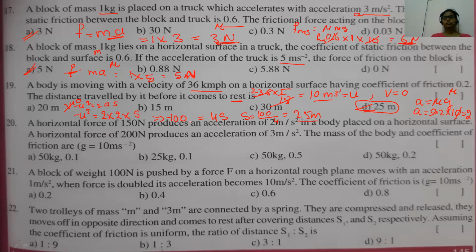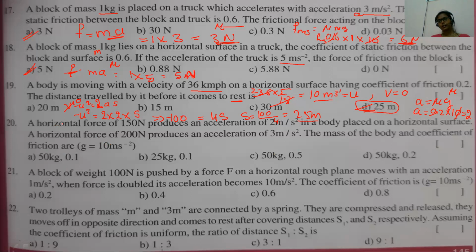First, here you need to find out acceleration, children, which is mu g, because by F is equal to ma, here as mu and m cancel, you'll get a is equal to mu g only. So 0.2 into 10, you can multiply, you'll get 2 only. So acceleration is 2. Substitute the 2 in this formula: v square minus u square equals 2as. In the place of a and s, you can substitute and calculate.